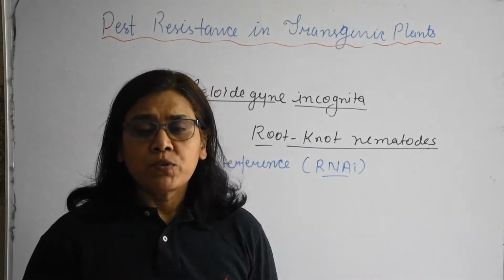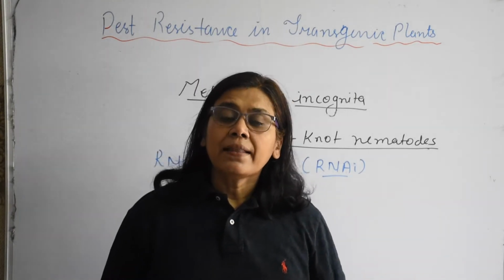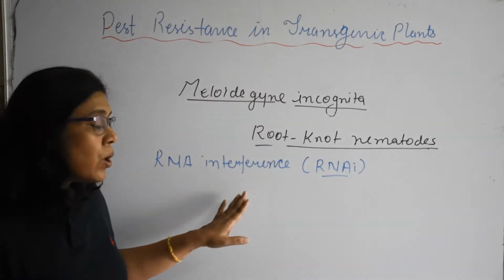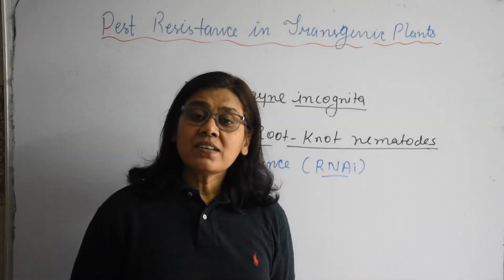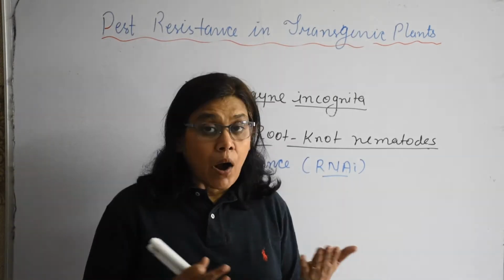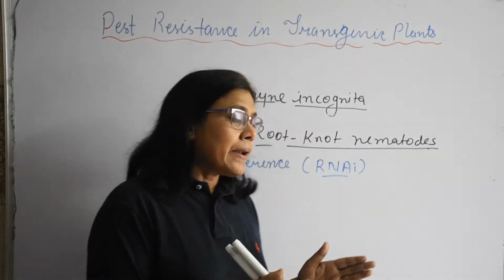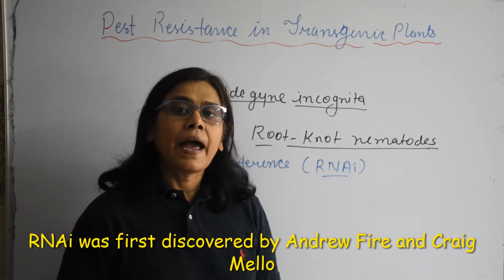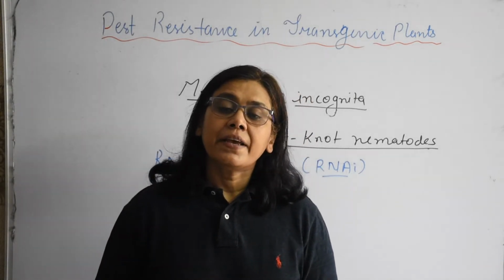To check this problem, the concept of biotechnology has been used, and the concept is based on the process of RNA interference. So here the question arises, what is RNA interference? It is a process by which an RNA molecule inhibits expression of a gene. How? By silencing messenger RNA. So this is called RNA interference. RNA interference was first discovered by Andrew Fire and Craig Mello, and for their contribution in 1998 they were awarded the Nobel Prize.